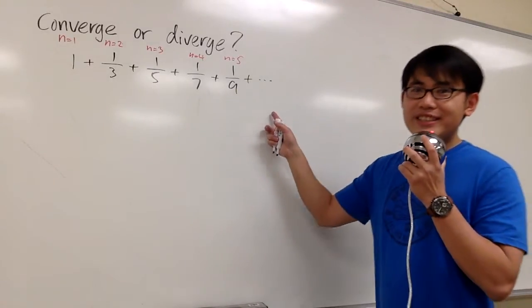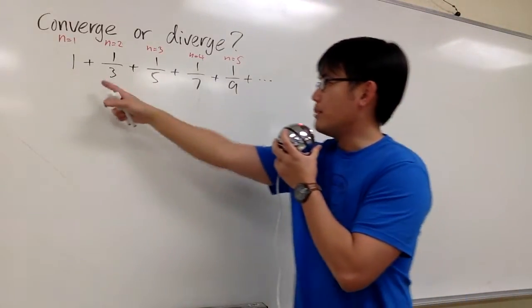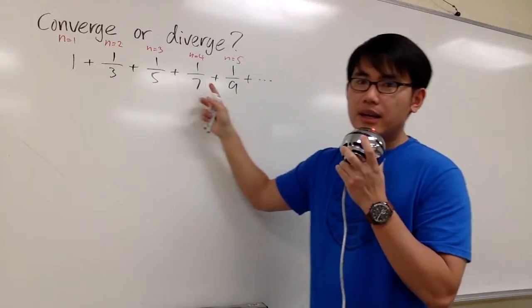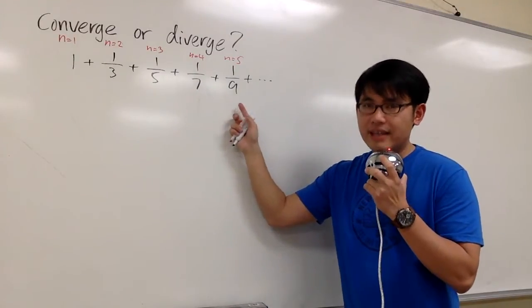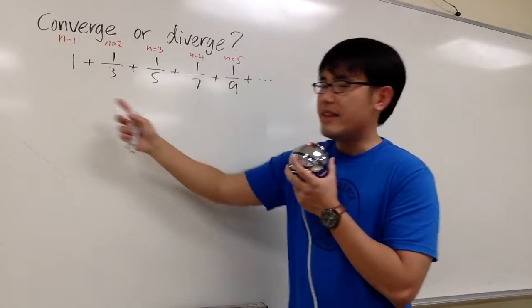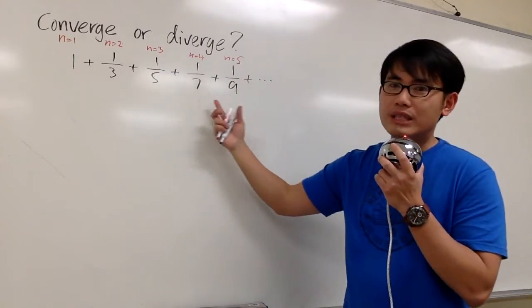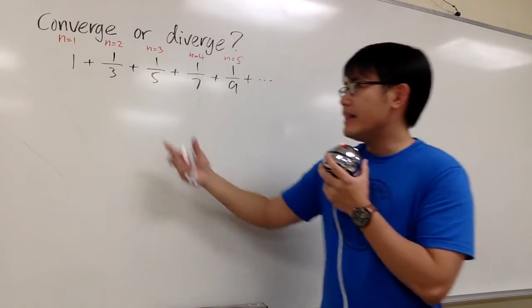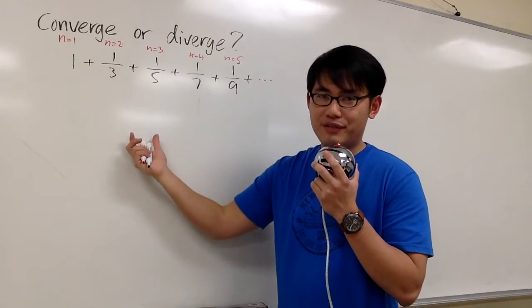We would like to know if this series converges or diverges. We have 1 plus 1 over 3 plus 1 over 5 plus 1 over 7 plus 1 over 9 and so on forever. And notice that everything on the top is just 1, and then on the denominator we just have the odd numbers. And let's figure out a formula for these numbers first.